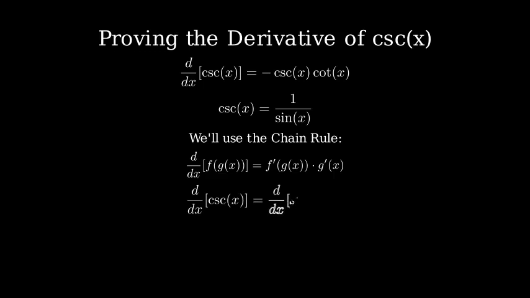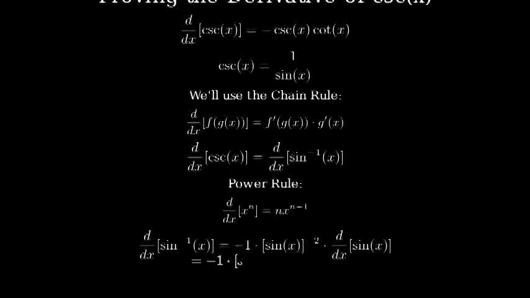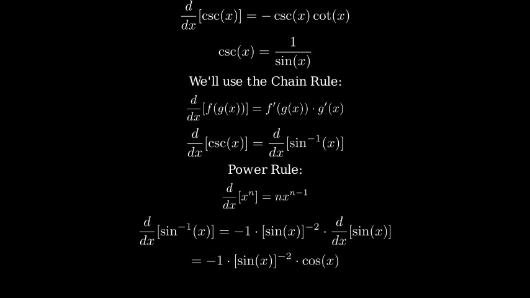For our case, we're dealing with the derivative of 1 over sine of x. Let's rewrite this using the power rule for derivatives. 1 over sine of x can be written as sine of x to the negative first power. Using the chain rule and power rule together, we get negative 1 times sine of x to the negative second power times the derivative of sine of x. We know that the derivative of sine of x is cosine of x, so let's substitute that in.